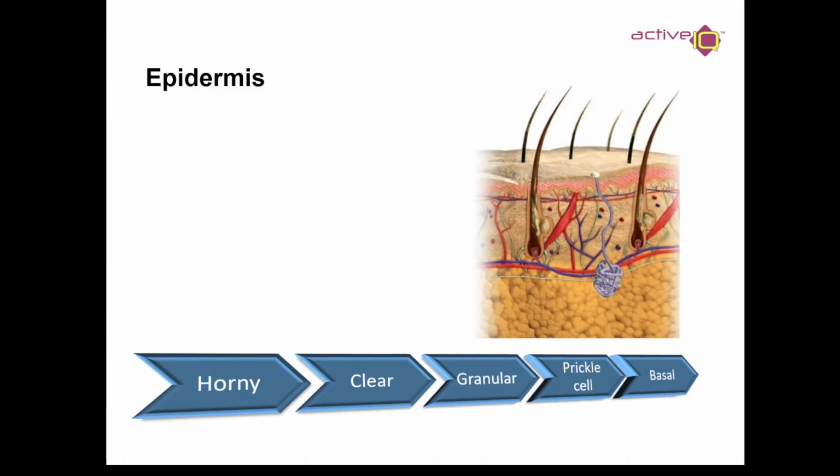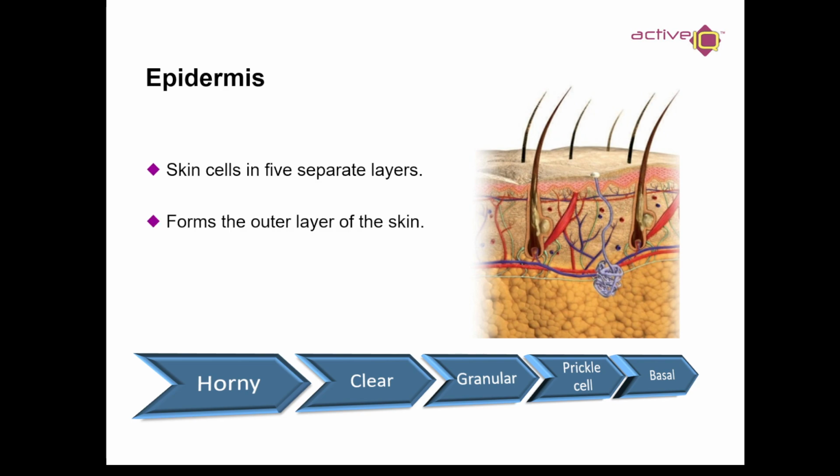So, let's look at the surface layer, we'll call it, which is the epidermis. And this is formed of 5 layers. So the surface layer, the very top part, is called the horny, goes down into the clear, the granular, prickle cell, and the basal. So this is just the 5 layers of the epidermis. We haven't actually reached the dermis yet. It's just the epidermis.